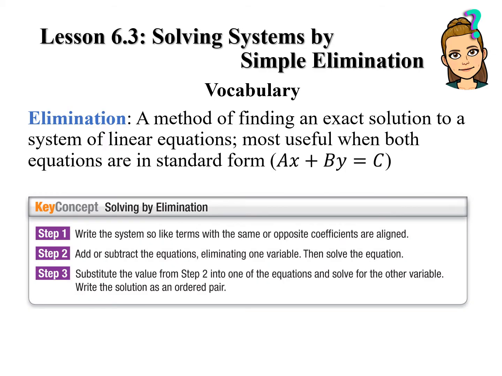Our first and only vocab term for today is the idea of elimination. Elimination is a method of finding an exact solution to a system of linear equations. It's most useful when both equations are in standard form. Like I talked about in the last lesson, if we have two equations in standard form, there may be a better way to solve it, and that would be using elimination.